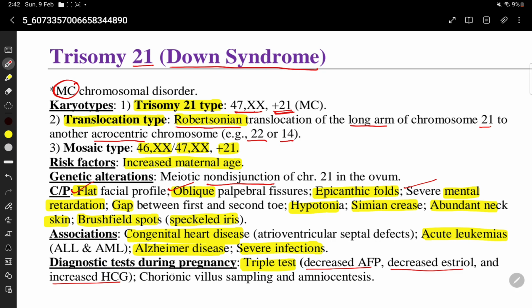Then other diagnostic tests: chorionic villus sampling and amniocentesis.